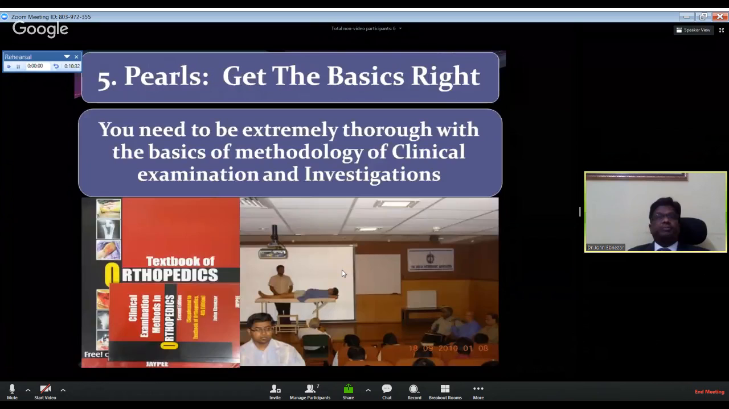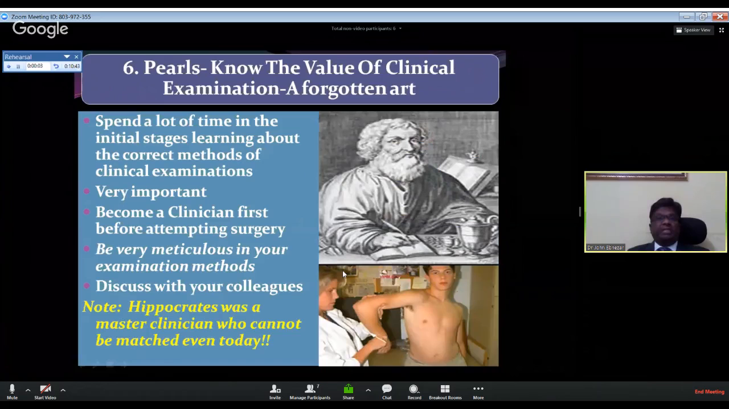You need to be extremely thorough with the basics of the methodology of clinical examination and investigations. Know the value of clinical examination. Spend a lot of time in the initial stages learning about the correct methods of clinical examination. This is very important. Become a clinician first before attending surgeries.